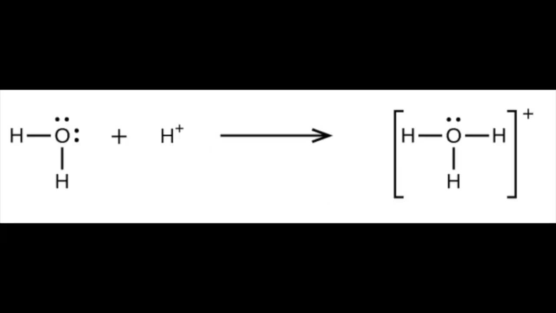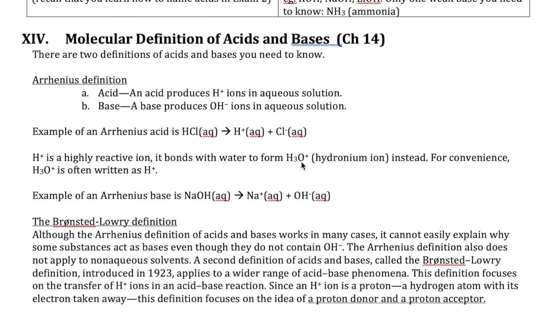Those lone pair electrons can make a bond with the H plus to form this new species called H3O plus. The reason it's H3O is because there's an additional H added to the water, and the reason there's a plus is because that H that's added has a plus charge on it. This species H3O plus is called a hydronium ion, but in terms of the chemical behavior of the hydronium and the proton, they're basically the same.